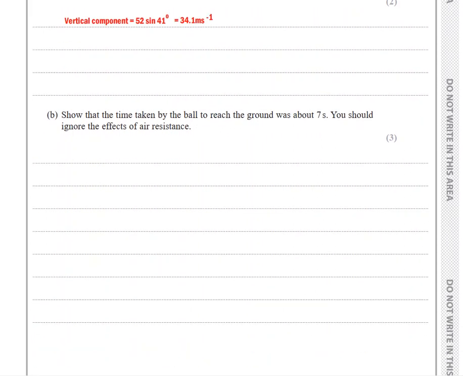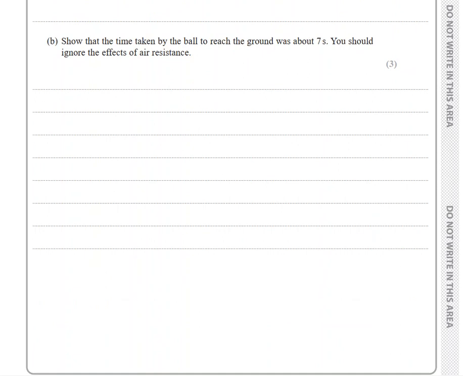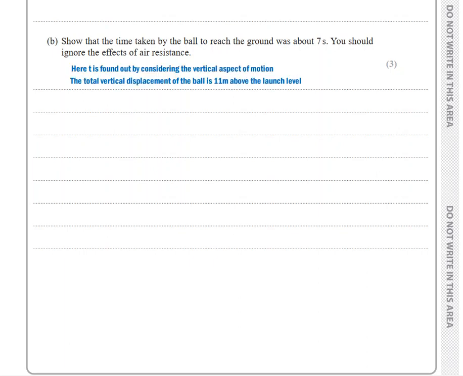Next part of the question says, show that the time taken by the ball to reach the ground was about 7 seconds. You should ignore effects of air resistance. So whenever a question of projectile motion pops up, just remember you either have to do your calculations using the vertical aspect of the motion or the horizontal aspect of the motion. So when you consider the horizontal aspect, you see there are not enough quantities that you can use to find out the t. So you have to refer to the vertical aspect of the motion.